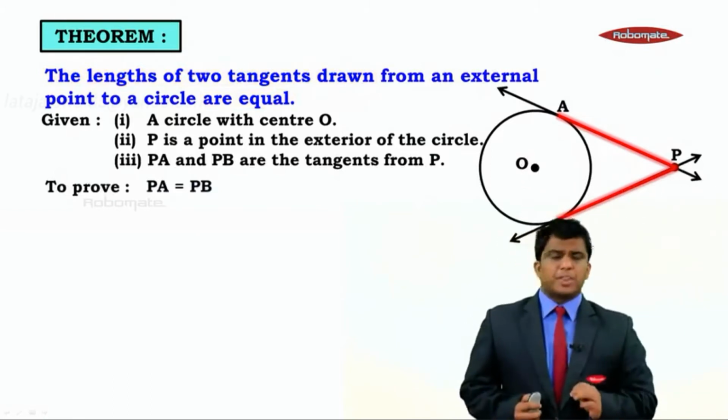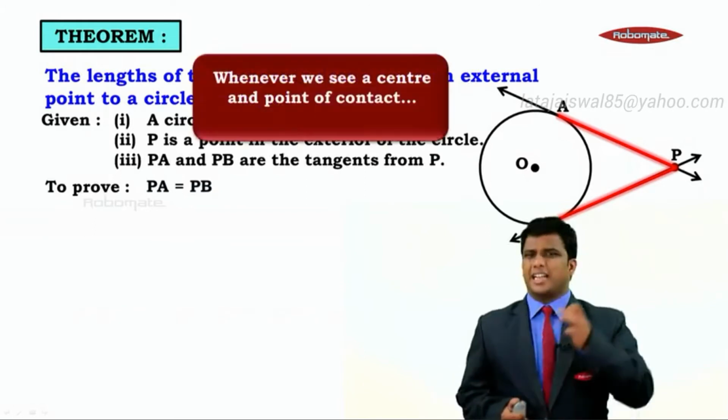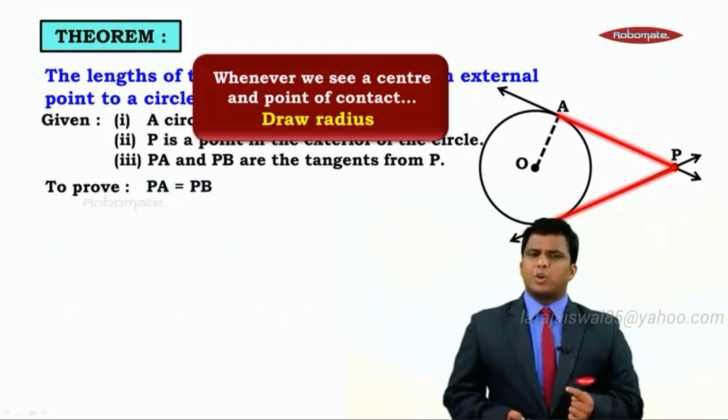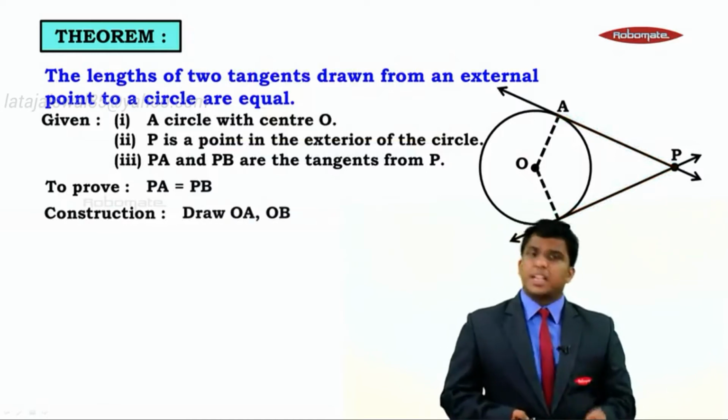Let's see what we should do. We remember for a circle, if we have a tangent and we see the center and the point of contact, we can easily draw the radius. We draw segments OA and OB as the construction. So we draw OA and OB.